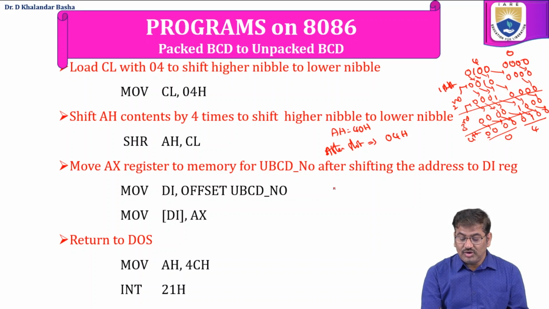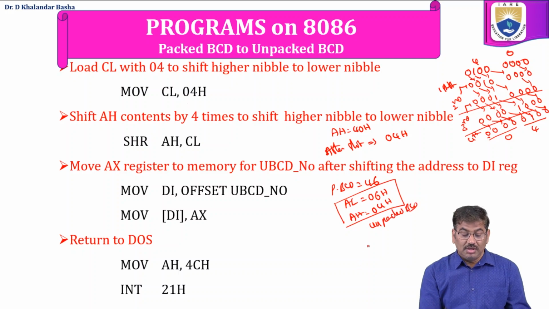So the data which is considered as the packed BCD is 46H. After operation, AL will have 06H, AH will have 04H. Now the combination of these two registers will be used as unpacked BCD number. After shifting this contents of AH towards right side by 4 bits, we are going to get AH content equivalent to 04H.